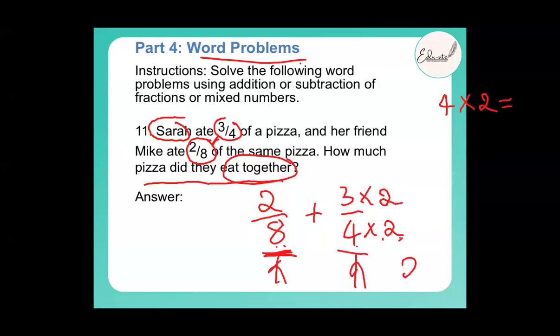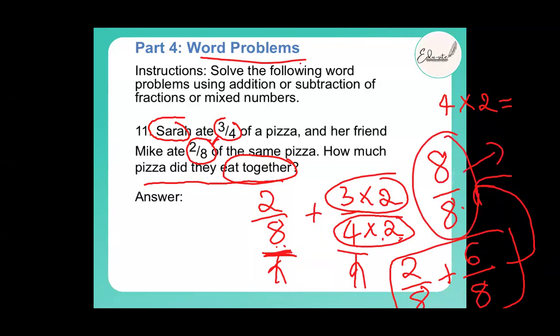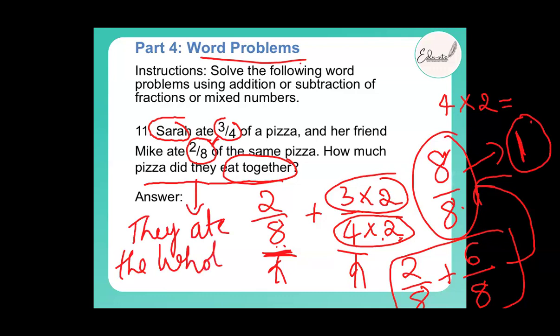So you write it as 2 by 8 plus 3 into 2 is 6, over 4 into 2, which is 8. Now it is the like denominator. Now you, Anis, can simply add this up. Tell me the final answer. 8 over 8. 8 over 8 is nothing but 1, right? If there is a like numerator and denominator, then it is 1. Okay? Keep it as 1. How much pizza did they eat altogether? You write they ate the whole pizza. 1 is nothing but whole, right? Yes. They ate the whole pizza. Just write it in this way.